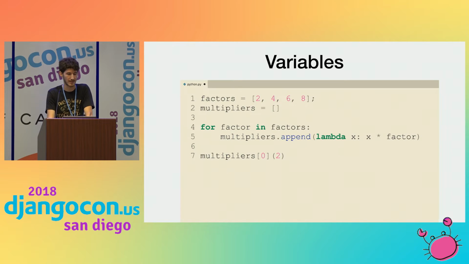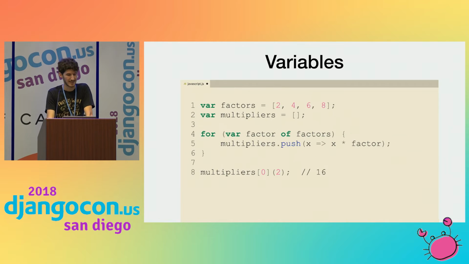If you think this is just JavaScript, let's translate this example to Python. This should be easier, right? This is a Django conference. What's the output going to be here? 4? It's actually 16. Now, the reason for that, and the same thing happens in JavaScript, is that the variable factor is function scoped. And the anonymous function will evaluate factor when the function is called, not when it's defined. So by the time we call multipliers, the for loop has run, and the factor equals 8.